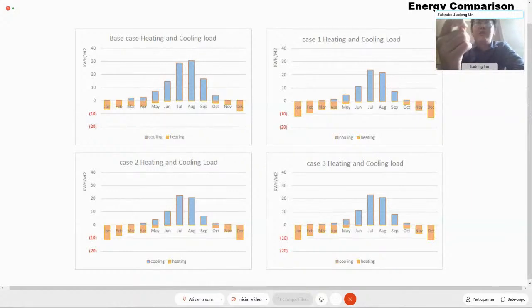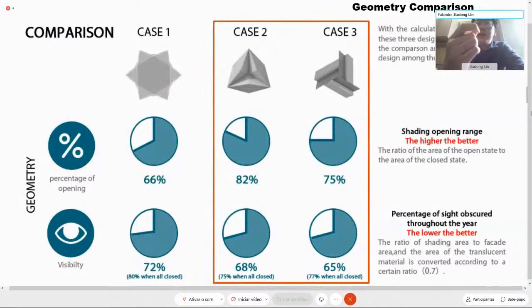And here shows the energy consumption of each case. We make some graphs to make the comparison clear. Here shows the geometric comparison. We compare two properties, the presentation of opening and the visibility. And so case 2 and case 3 are better.